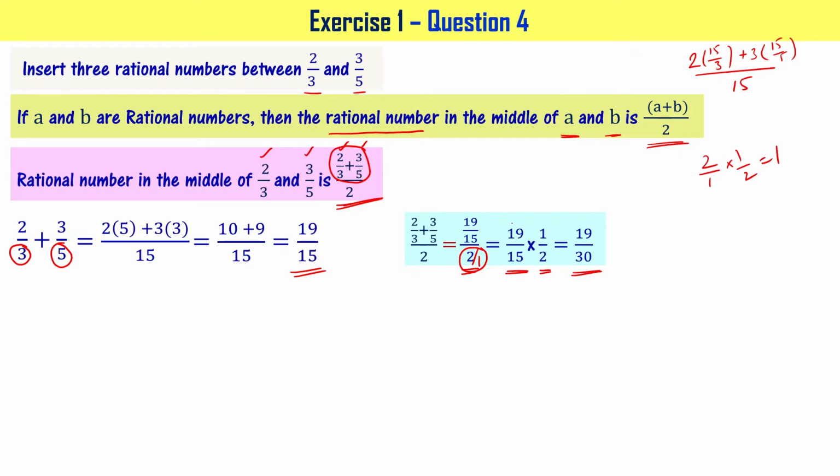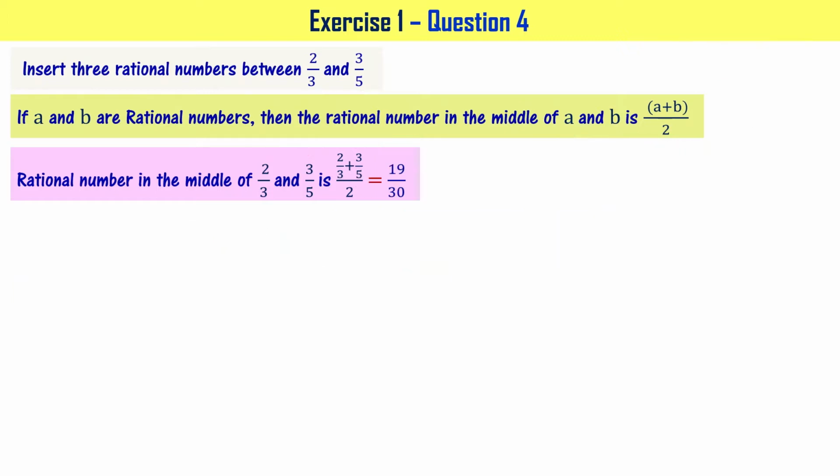You are multiplying both numerators and writing it as the numerator, and multiplying denominators and writing it as the denominator, right? 15 times 2 is 30. So now I can say that the rational number in the middle of 2 by 3 and 3 by 5 is 19 by 30, right? Now we got one number inserted in between these two, right?